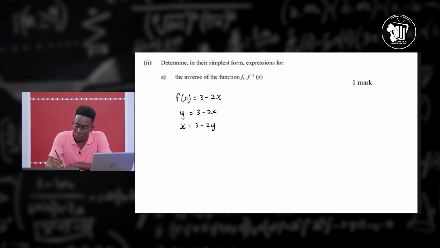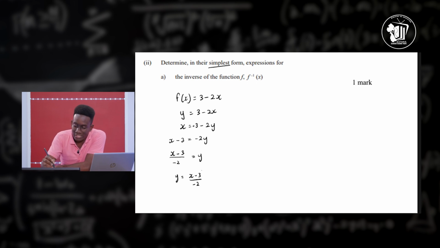So the first thing we need to do is take over this 3. So we need to be careful and know that this 3 is adding here. So we take it over, it will subtract. So we'll have x subtract 3 is equal to, and we're left with this piece here, minus 2y. So we take over the -2, and the -2 is multiplying, so it will divide. So you'll have x subtract 3, all divided by -2 is equal to y. Hence we can rewrite this and have y is equal to x minus 3 all divided by -2.